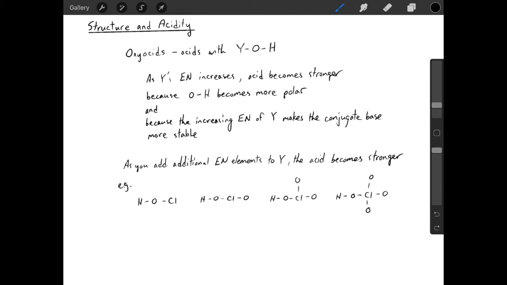Now I've omitted all of the lone pairs of electrons from this example for clarity and length of time, but you could go back and write them all in, and you could see how when you remove the H+ ion, you can draw resonance structures for some of these molecules that are going to spread out the negative charge of that conjugate base that forms. Based on the Kas, you can see that as you add more and more electronegative elements to Y, that is the chlorine in this case, your acid becomes stronger.